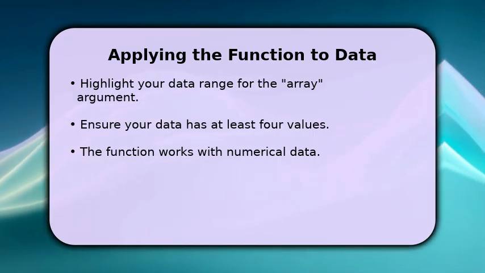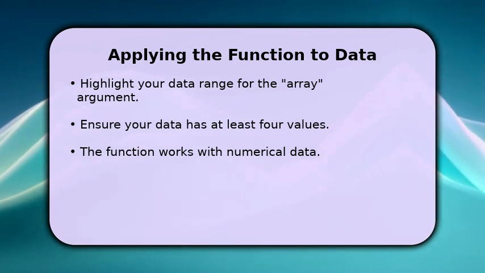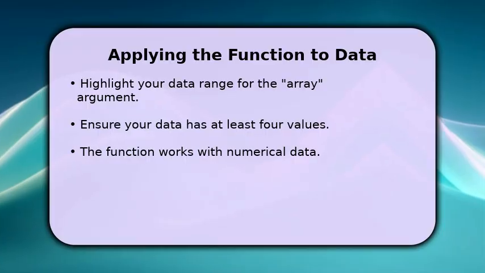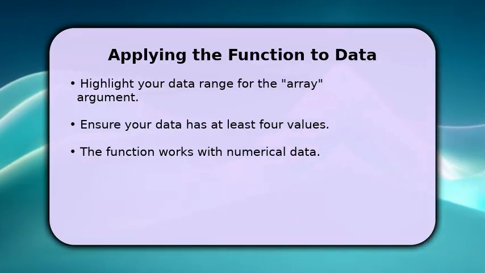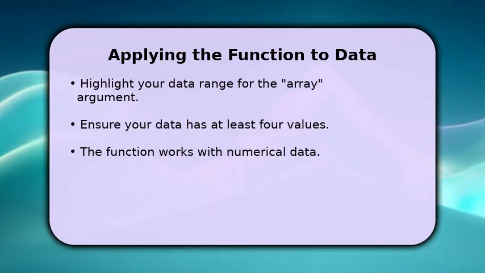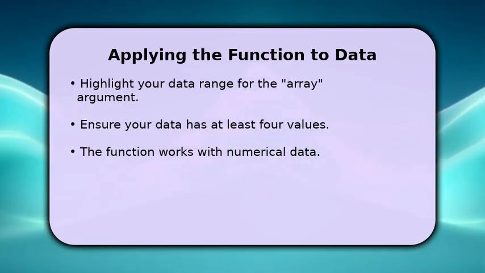Remember, for accurate quartile calculations, your dataset should contain at least 4 values. This function is incredibly useful for quickly identifying the 25% mark in various datasets, from sales figures to test scores. It provides a clear snapshot of your data's lower distribution.